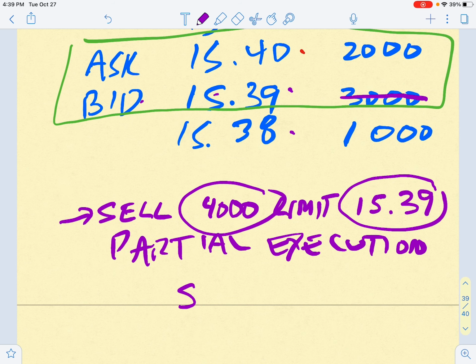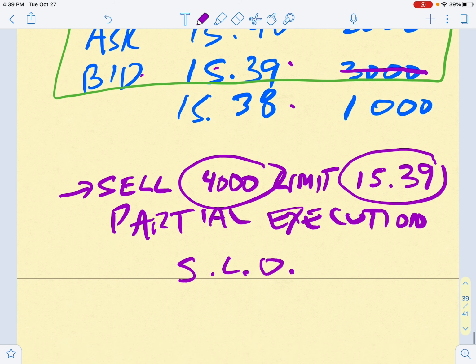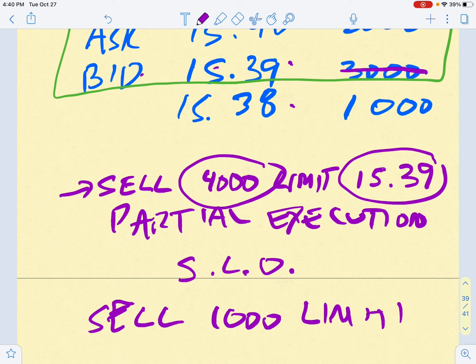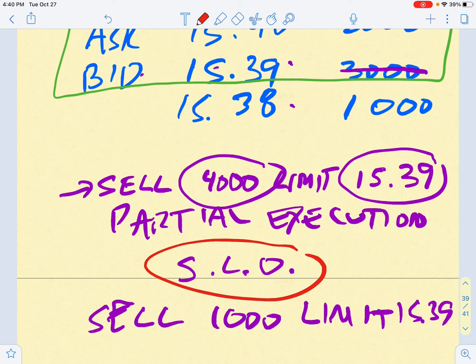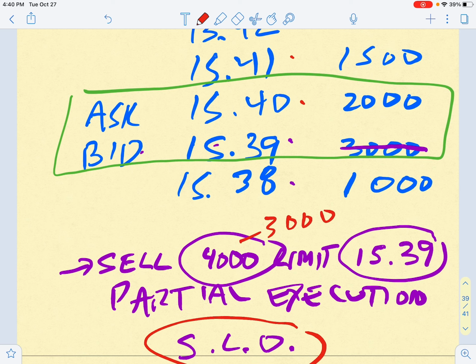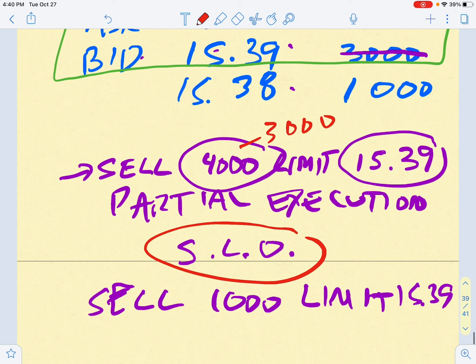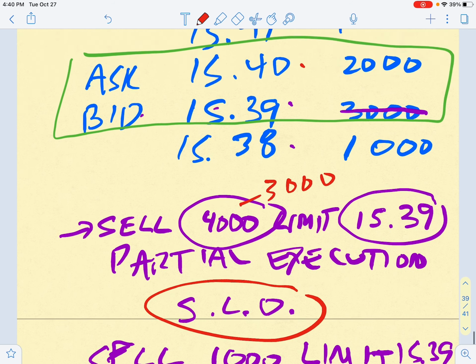have a standing limit order, SLO, standing limit order. There's an order that hasn't been filled, sell 1,000, limit 1539. Can you see that? After this order has a partial execution, we're left with a standing limit order, sell 1,000 shares. It's this 4,000 minus 3,000. Okay, well, this person's willing to sell at 1539. Well, what's interesting about that? Well, those remaining shares are now the lowest price at which someone is willing to sell.